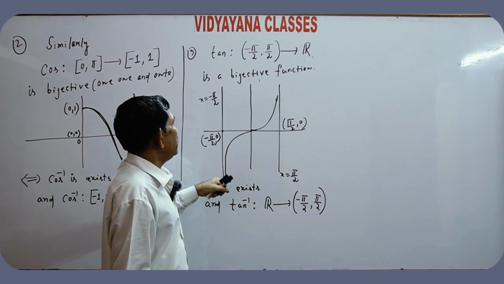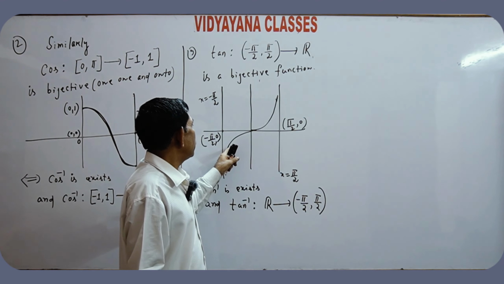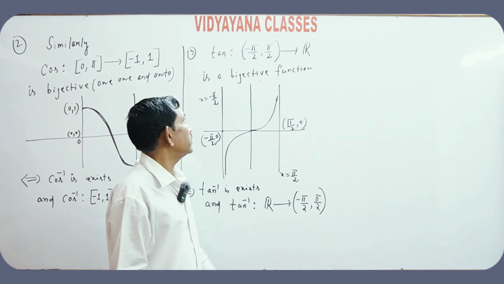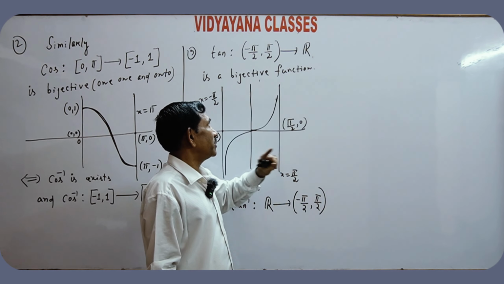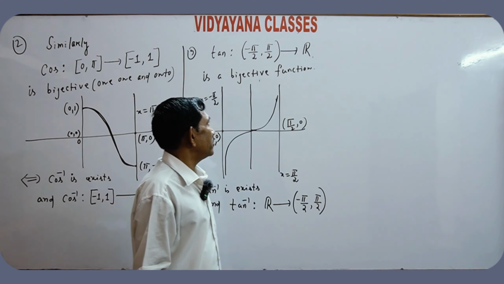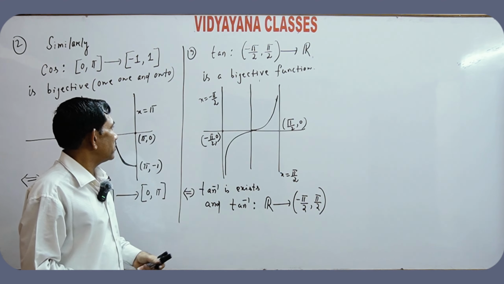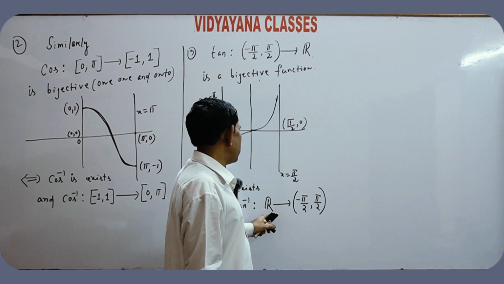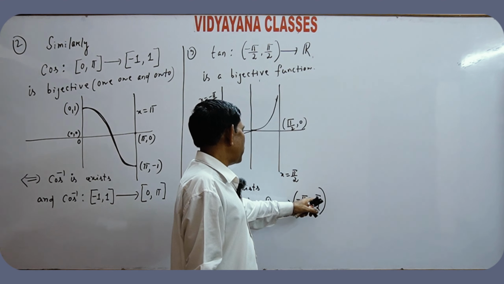The tan function is bijective in this interval. Since it is an increasing function, and every increasing or decreasing function is 1-1, and the range of the function is minus infinity to plus infinity, that is the R set. Since the range is equal to the codomain set, the function is onto. As the function is 1-1 and onto, the inverse of the function exists, and tan inverse maps the real set to the open interval (minus pi by 2, pi by 2).